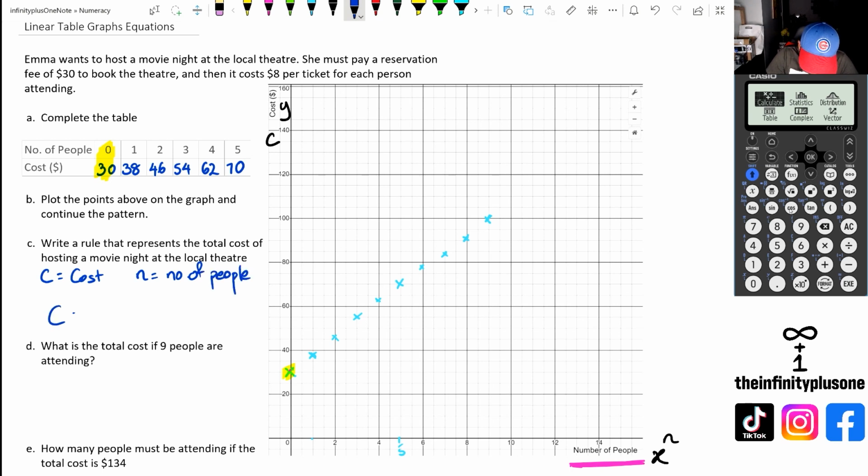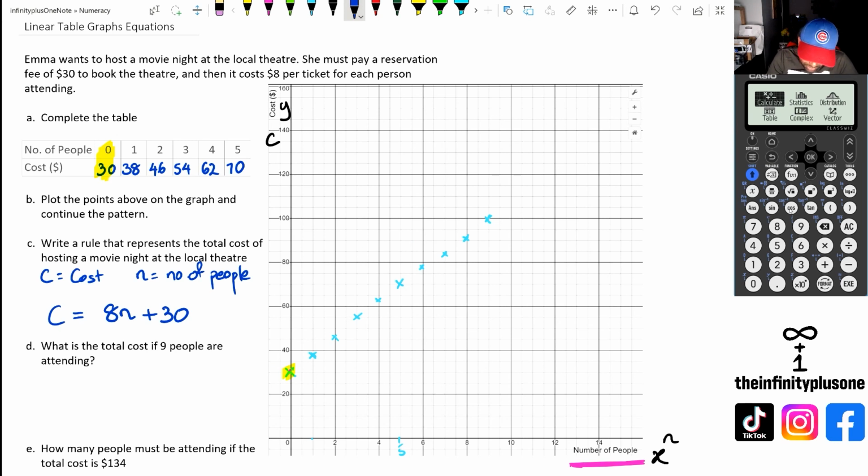Now, then comes the really, really easy part, folks. All right. So what's happening here? Now, if you look at it, you're increasing by 8 every single time. So it's actually $8 per ticket. So this is going to be 8 times the number of people plus the reservation charge of $30. So if we think about it, we end up with an equation of 8n plus 30. So that's just saying that I've got $8 per person plus $30 for the reservation.